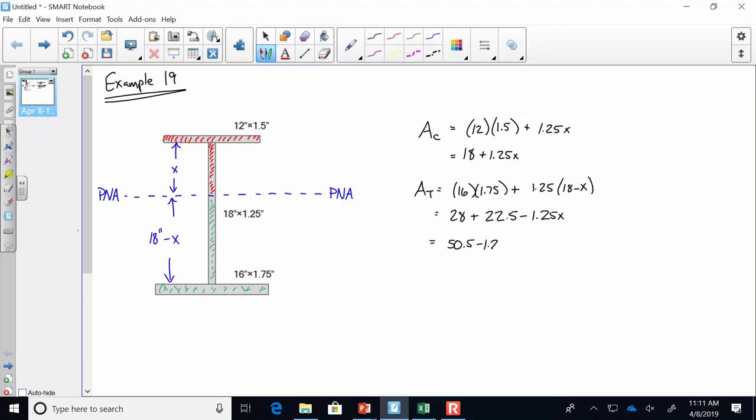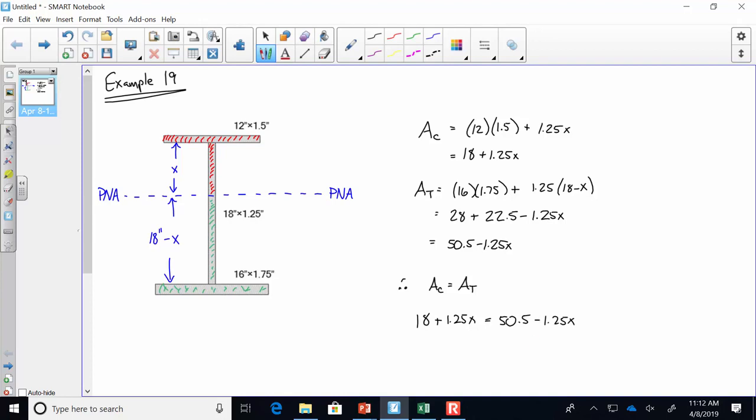50.5 minus 1.25x. Okay? So the location of the plastic neutral axis is wherever C equals T, or wherever the area above equals the area below. So therefore, AC equals AT, so that's 18 plus 1.25x has got to equal 50.5 minus 1.25x.